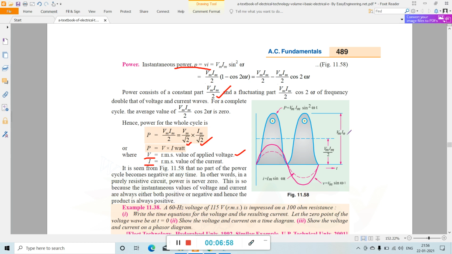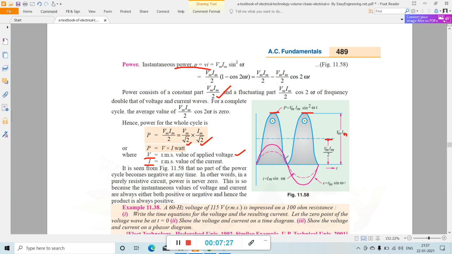Okay, so actually this power is represented as Vm Im sin square omega t. This is up to this level. So in this part, the constant part is represented up to this one. If this is Vm Im by 2, that means the whole is Vm into Im. Okay, clearly understood about this.